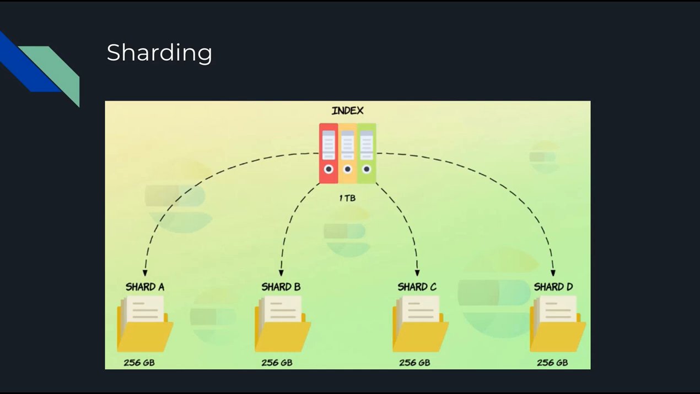So here in this case, if you have a cluster with two nodes, and those two nodes have 512 GB of memory, and your index is 1 terabyte, there's no way any of these two nodes can handle that information. So you split it down. In this case, it's split down into 4 shards with 256 GB each. And these shards can then be accommodated on these two nodes, 2 shards each.